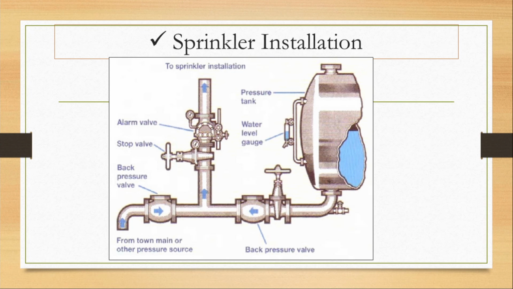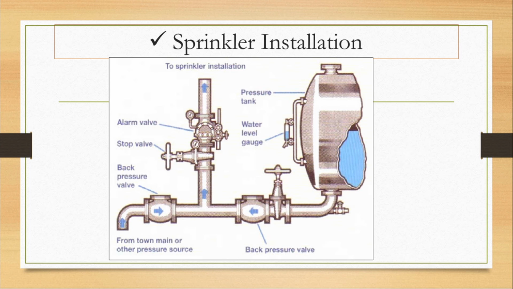Now, to install, we will need the source. Where is the source of our system? Our system will start from the main, and we will install the back pressure valve from the main, and also the stop valve, and also the alarm valve, which will communicate with the automatic valve, which will open when there is a fire inside the building. Also, the system needs high pressure, which will work to push the plug out when a fire happens.